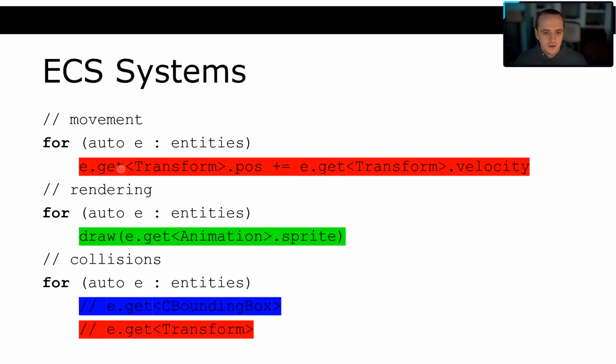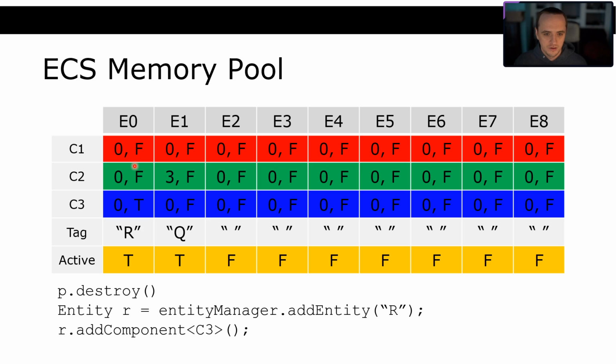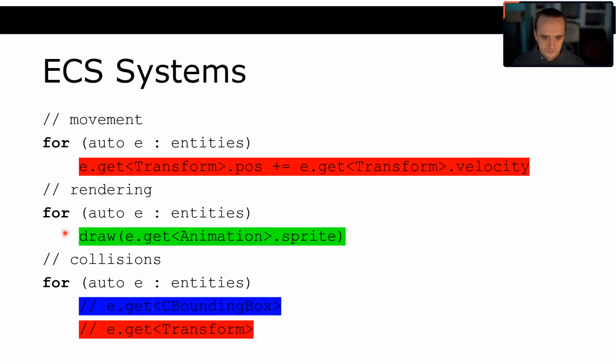So now if we go back and look at our systems, the movement system is only accessing the transform component. When we go through the movement system, we're getting all this data contiguously. When we go through the entities and we want to draw things, that's all we're doing.